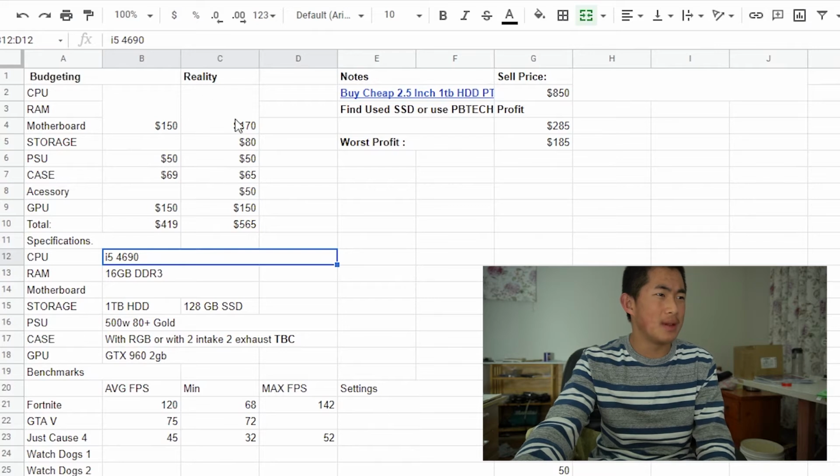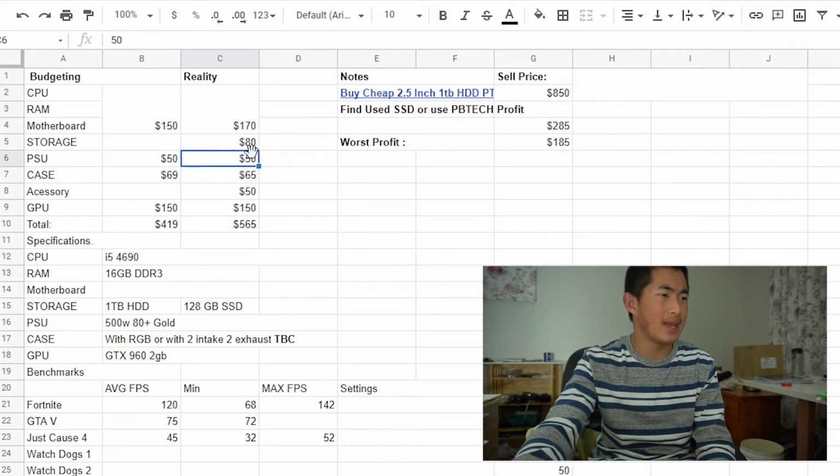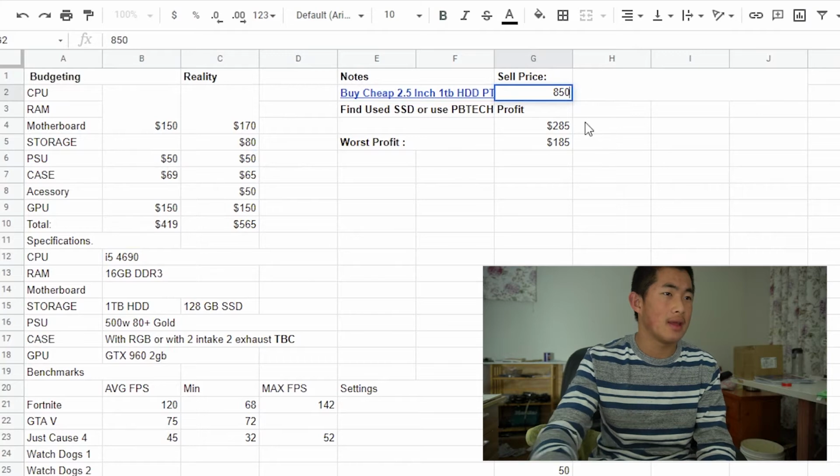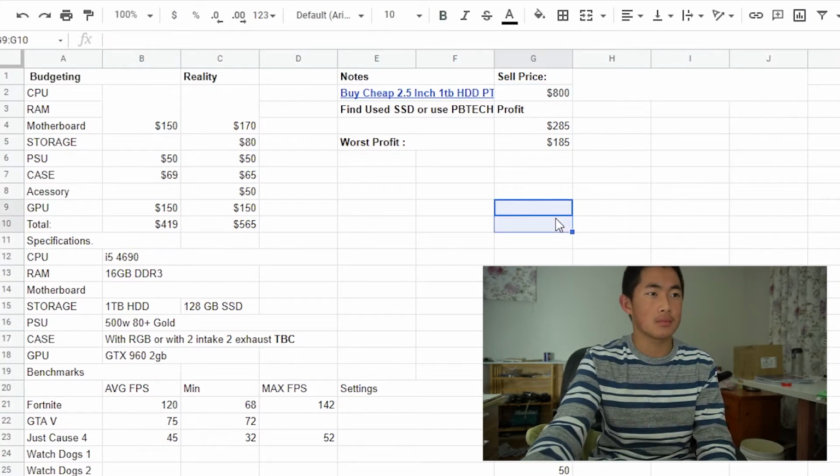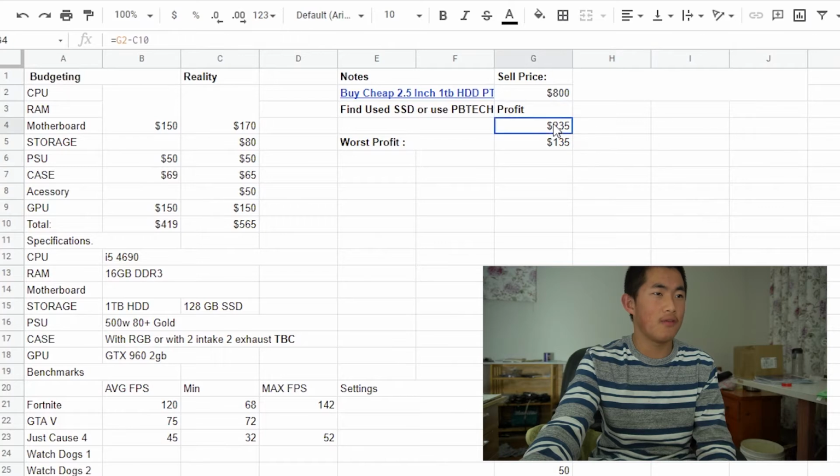So this computer, the main board cost me $170, the storage cost me $80. I think I sold this computer for $800. It was definitely $800. And the profit is $235.